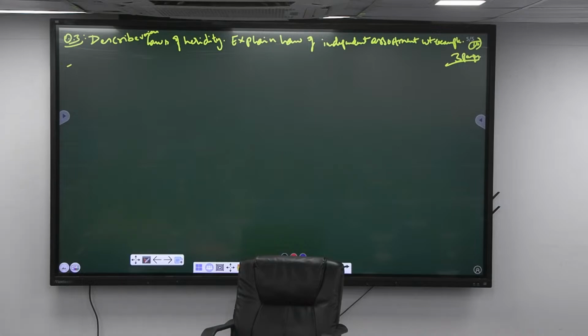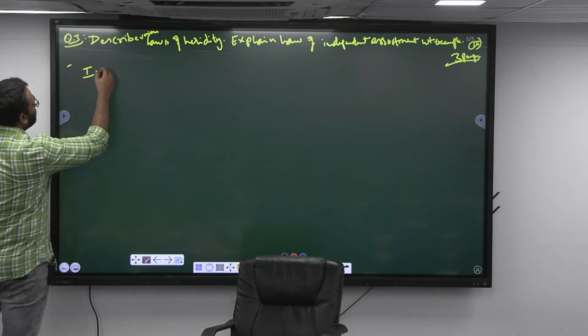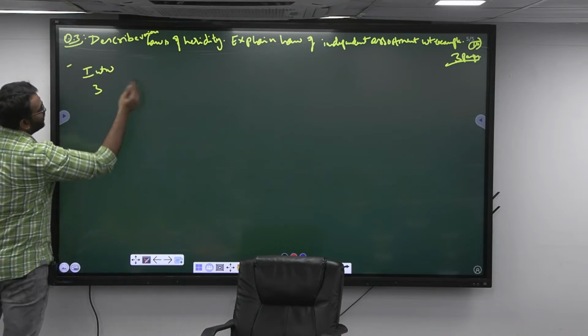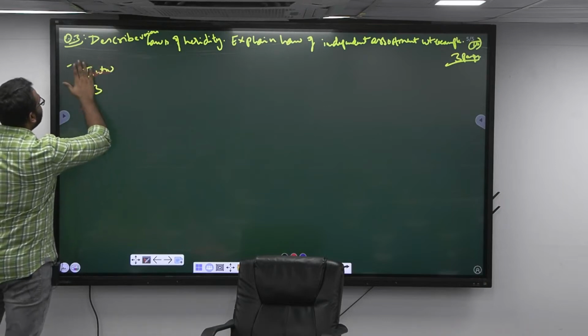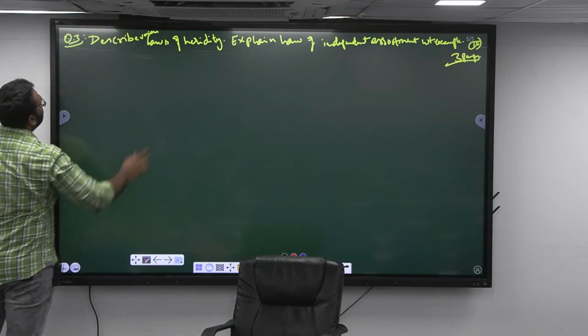This is for 15 marks, so 3 pages will be there. Keeping that in mind, can you give this structure? It is a pretty straightforward question. We know that 3 laws of heredity are there. We have to explain that, and then the explanation of independent assortment. You may say, sir, we will start with an intro, then the 3 laws, and then independent assortment. That is correct. But there are better things you can do in the answer.